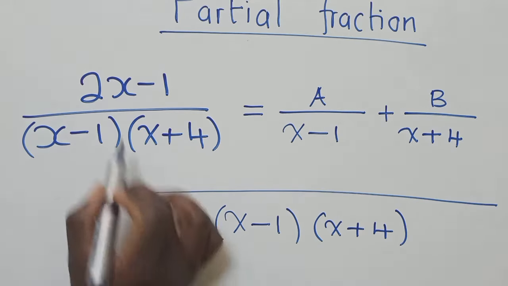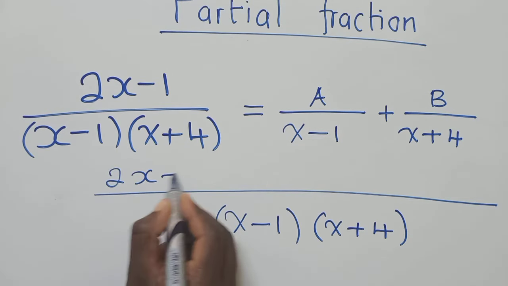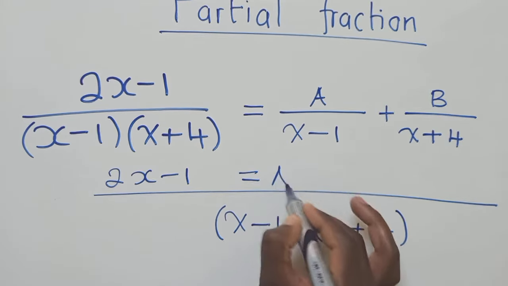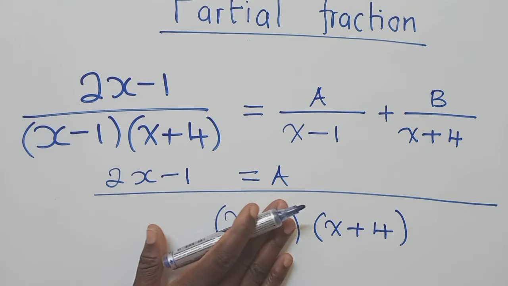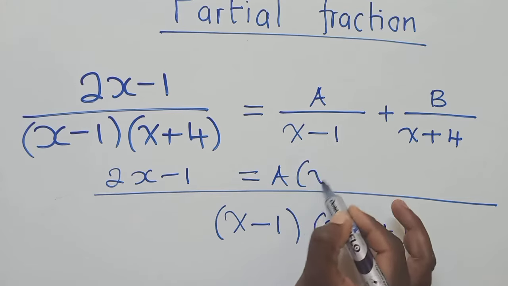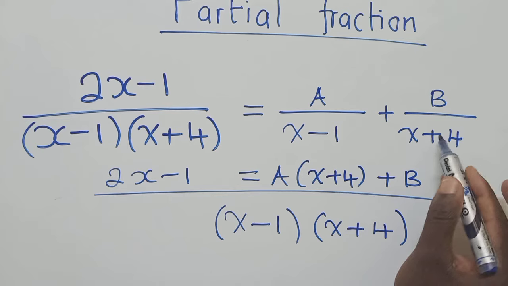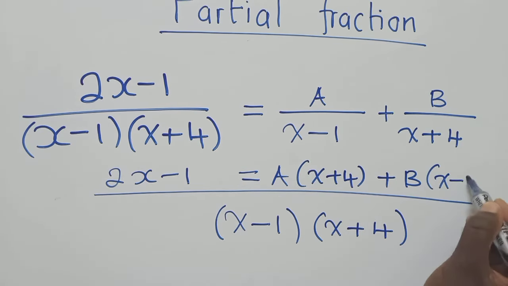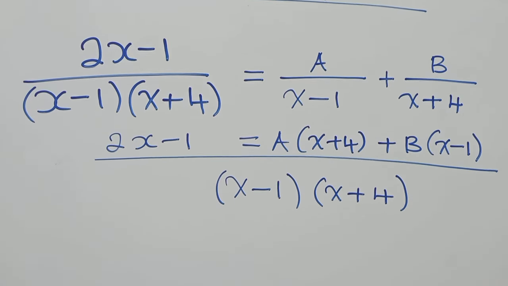It will just be 1 multiplied by what is on top. We have 2x - 1, which is equal to, here we shall have A, because this into this, we are definitely going to forget about this and get what is here. So it's x + 4. The same B, this one will cancel, will remain with x - 1, like that. I guess you're following up to this stage.